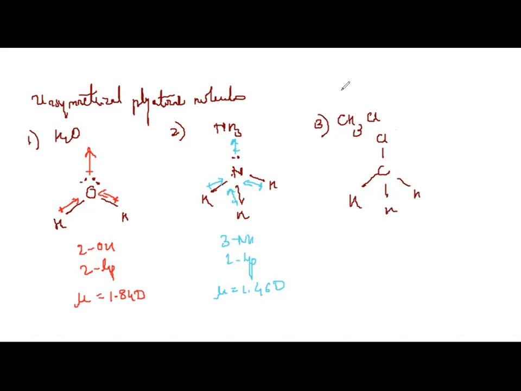Yes, so I can explain it like this. Carbon is more electronegative than hydrogen, but here chlorine is more electronegative. So all these three minus this, you will get the net resultant dipole, and the net resultant dipole is 1.86 D.